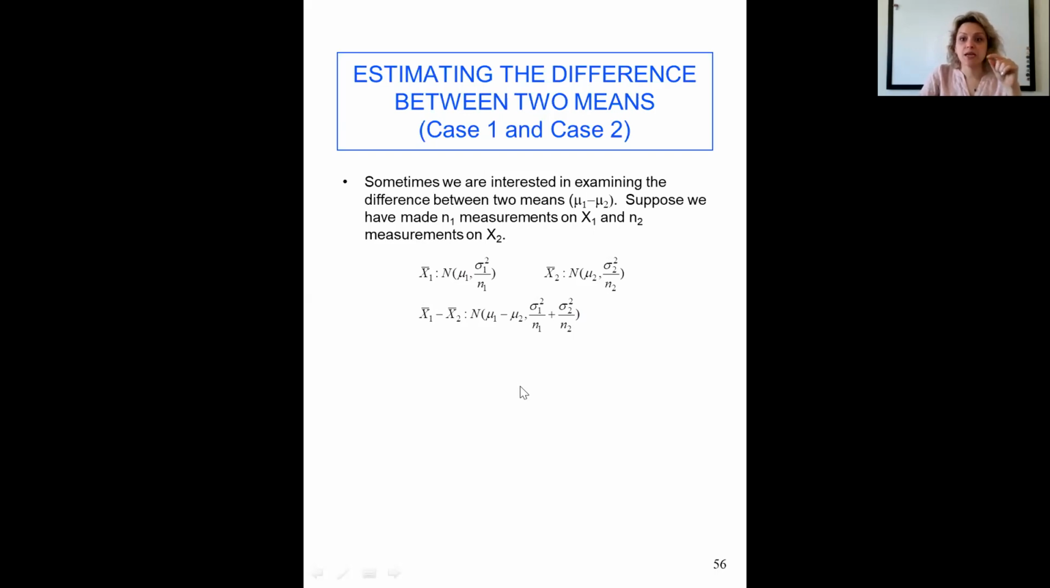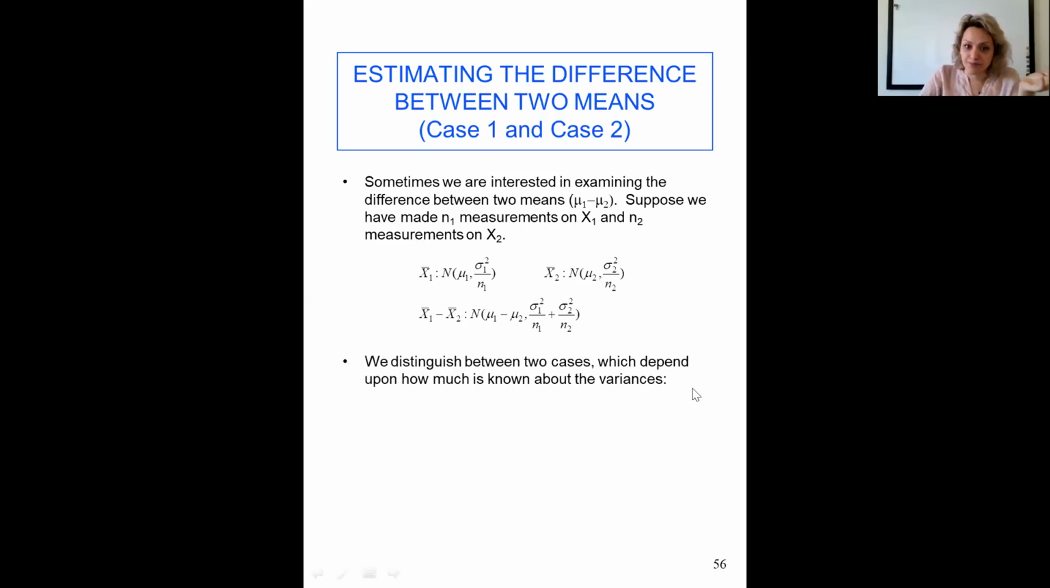But after this, you remember that when we had one sample, we either knew the variance or didn't know the variance, so we developed two cases. Here there are going to be two cases as well. Case 1: sigma 1 squared and sigma 2 squared are known. In reality, we never use this, because it rarely happens that we have two populations and know both sigma 1 and sigma 2.